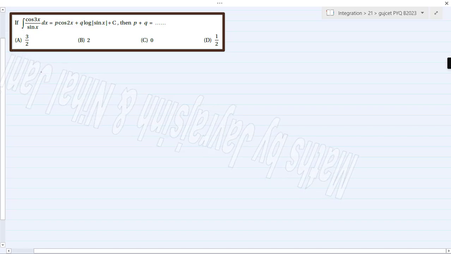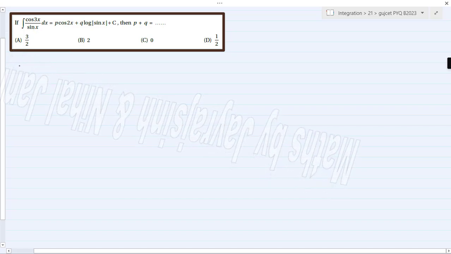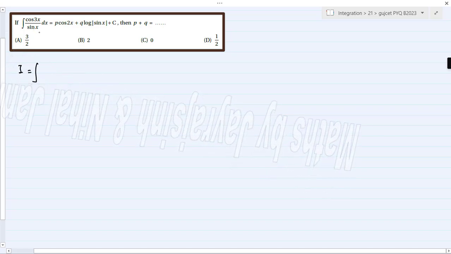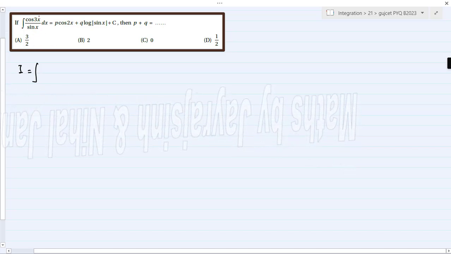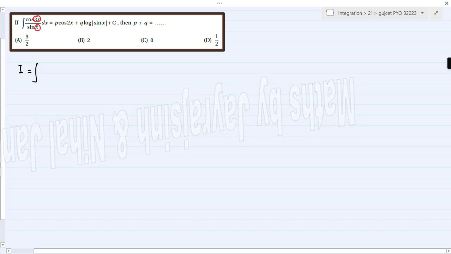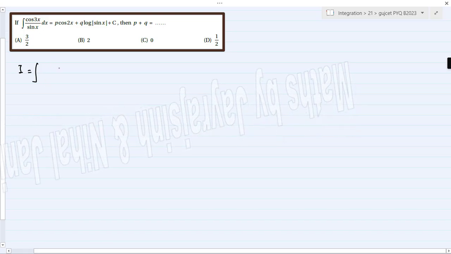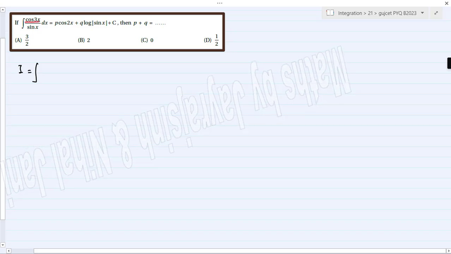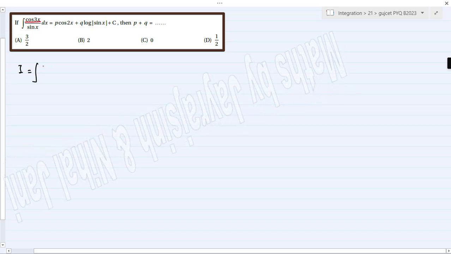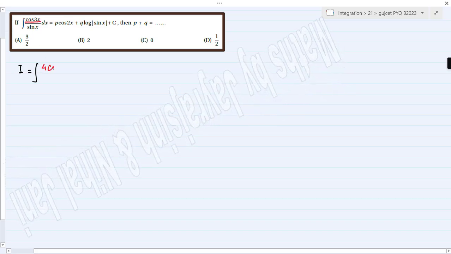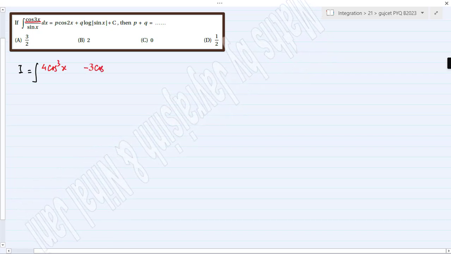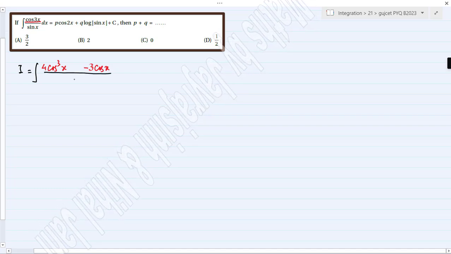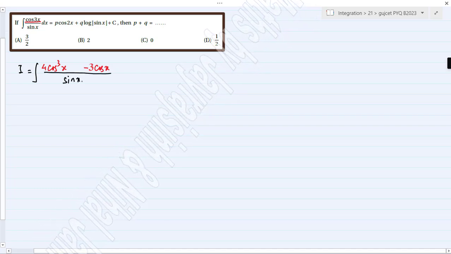One of my favorite questions. Here we have to integrate cos 3x upon sin x. Basically in integration, the angles should be the same, and if they are different it won't work. That means we have to simplify this cos 3x. Expansion of cos 3x is 4 cos cube x minus 3 cos x, whole divided by sin x, as it is.